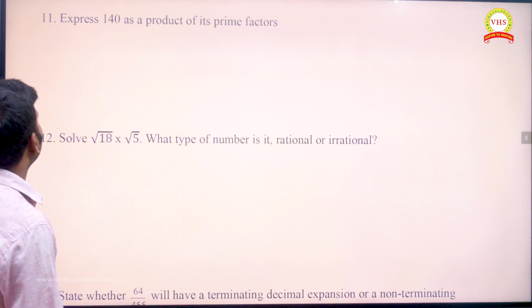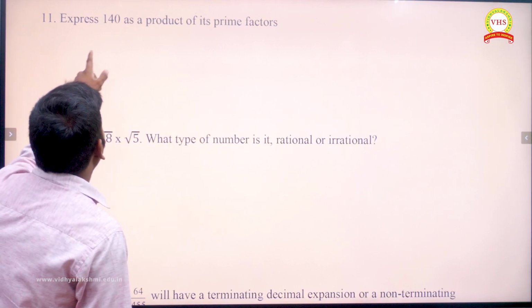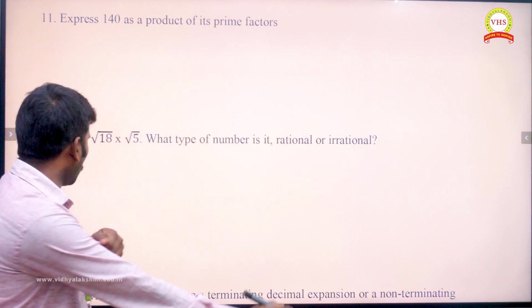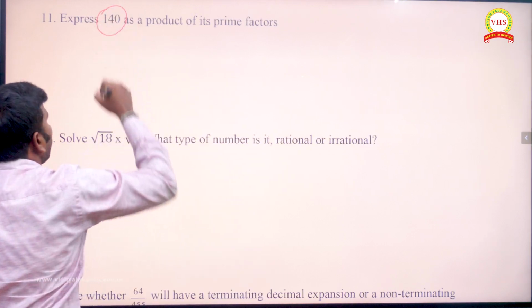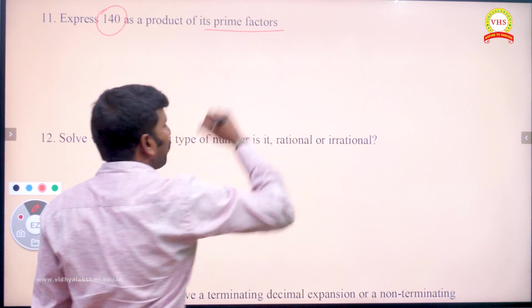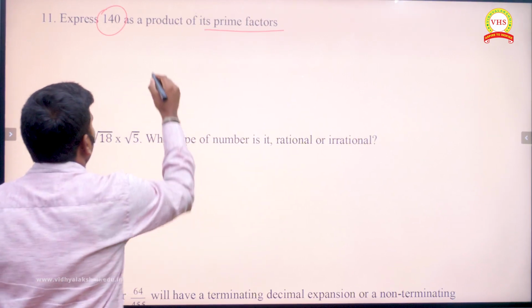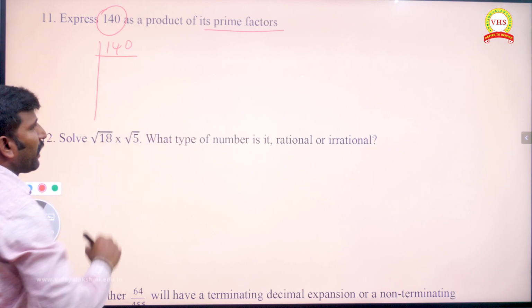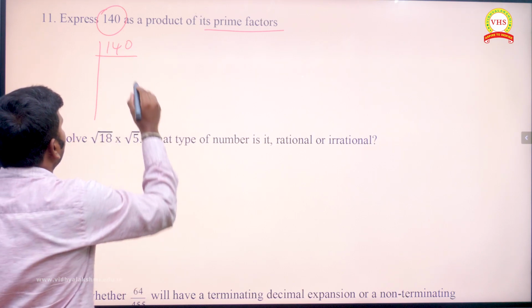Okay, children? Express 140 as a product of its prime factors. So 140 is given, and we have to express it in prime factorization. That's it. So we'll take 140 first and express it in prime factorization. Simple.